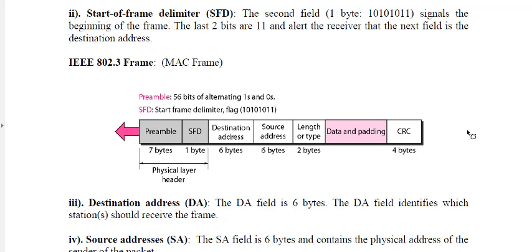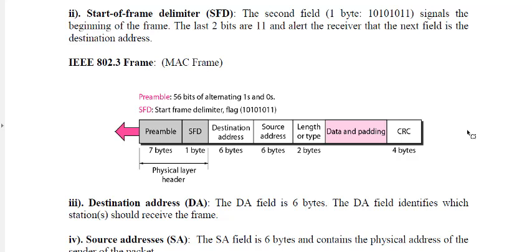And then after SFD, you have the DA or destination address, 6 bytes. And then you have the source address from where the frame is originating, and destination address to where the frame has to go. And then comes length or type. We will look into this length or type. There are two different methods. And then comes data and padding. This padding is important here. We look into that also.